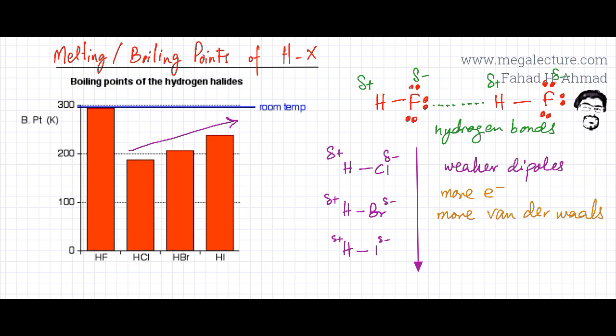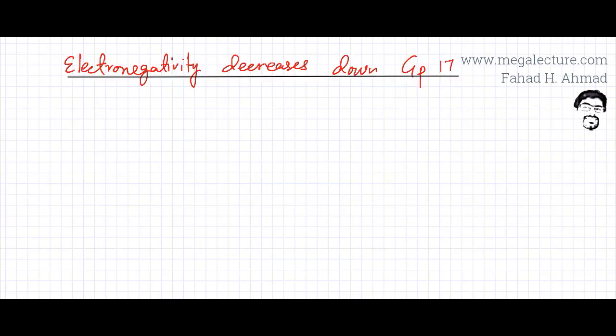The next thing that we're going to discuss is that electronegativity decreases down group 17. Electronegativity is the tendency for an atom to gain electrons.